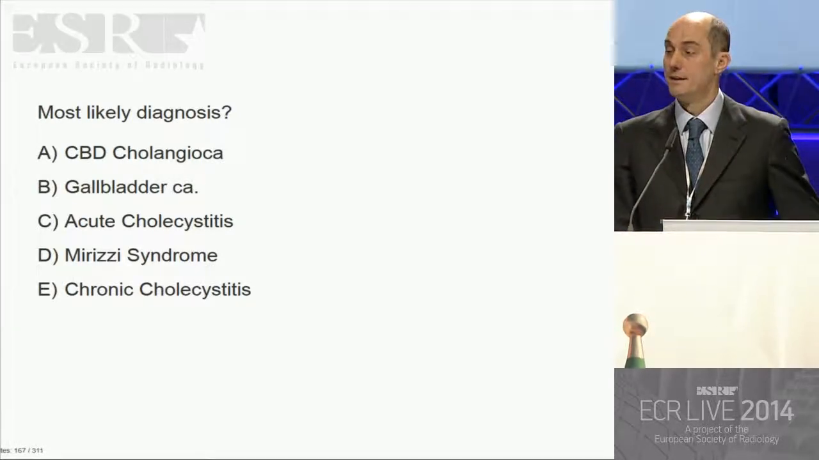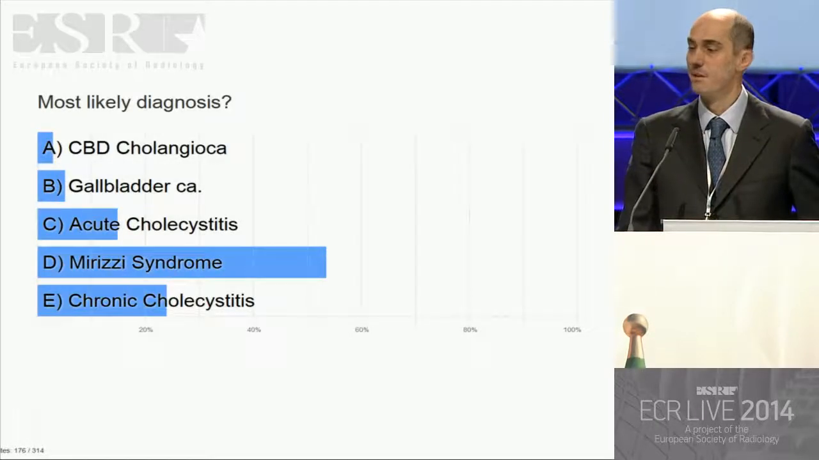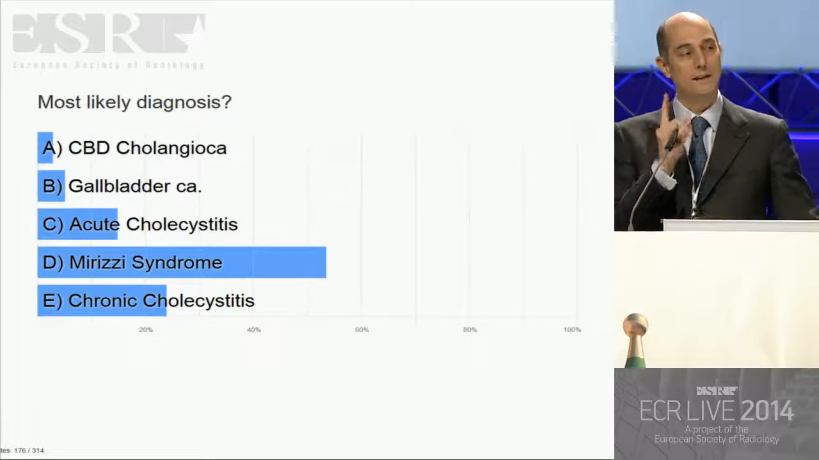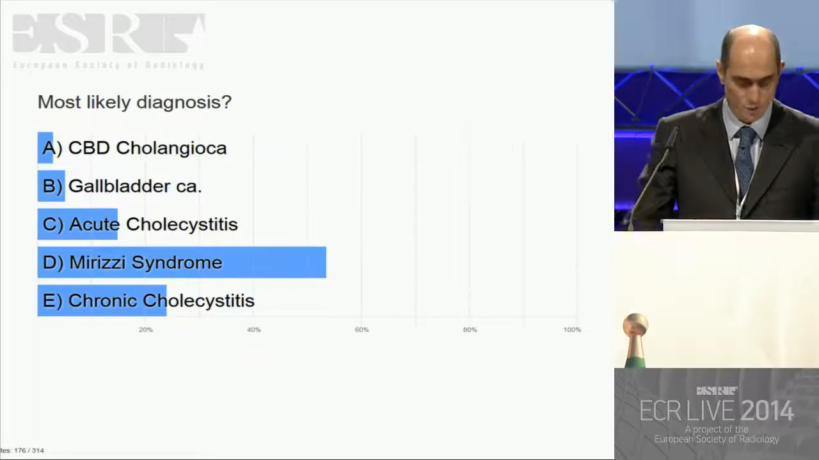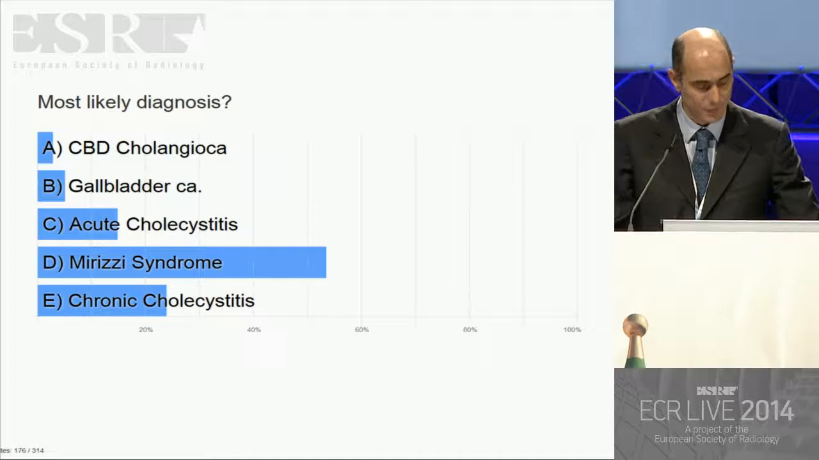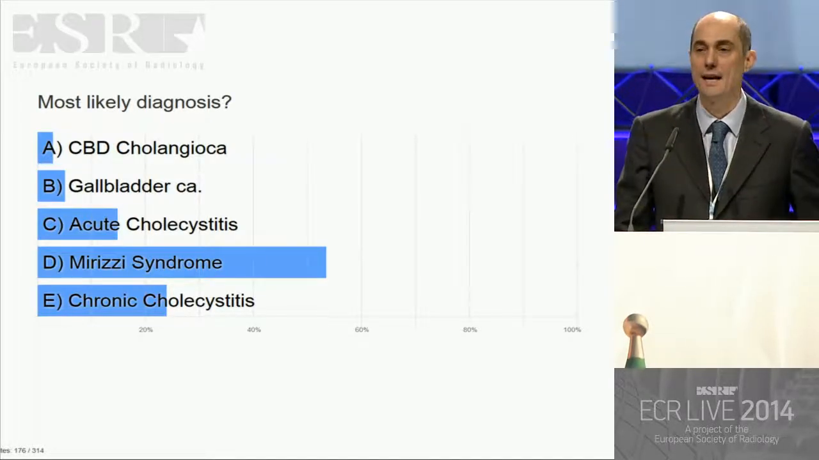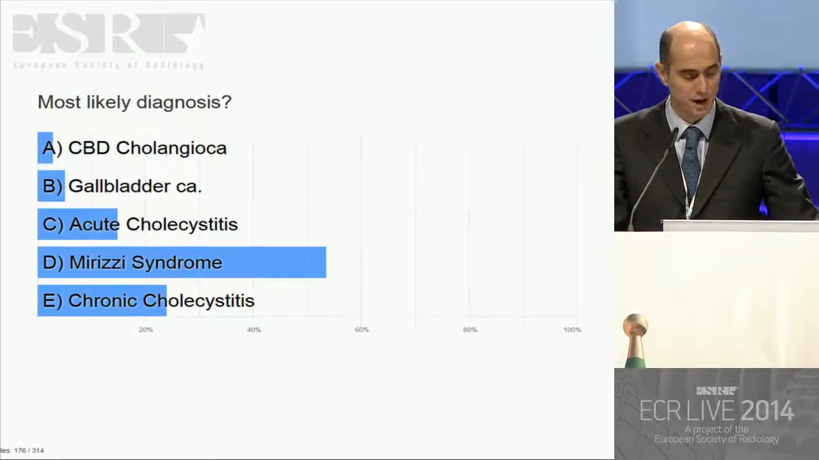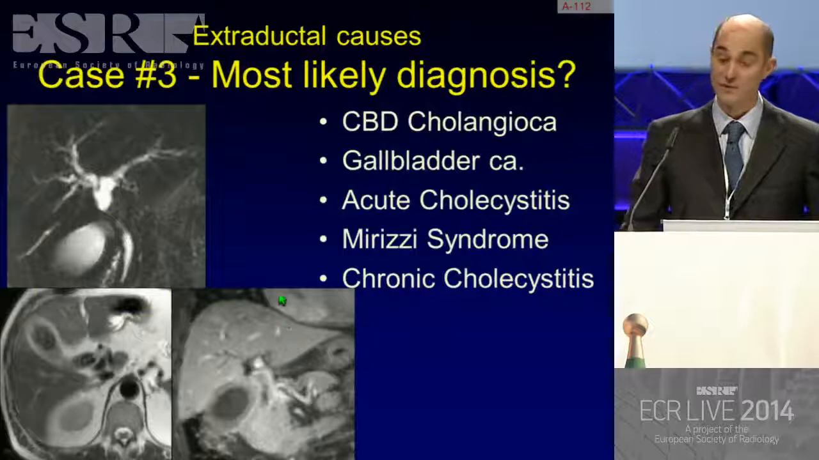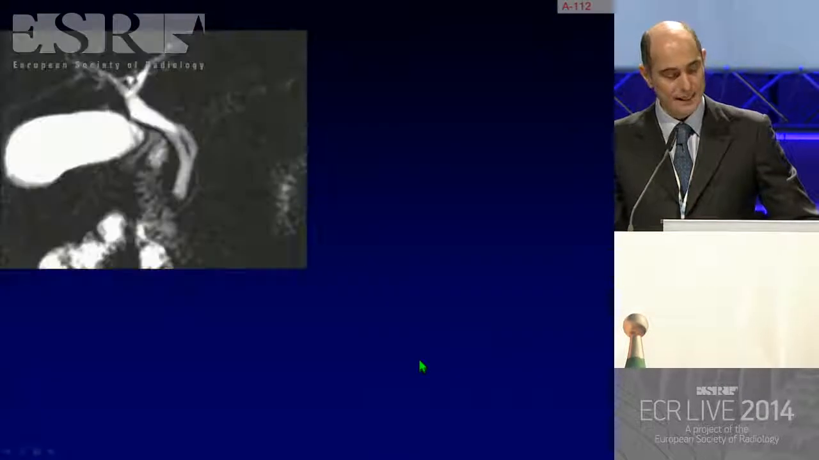And the answer is Mirizzi syndrome. And the answer is correct. Very good, very good. This is what it was, because we do see this stone that is impacted in the gallbladder neck, and this is responsible for fibrosis and stenosis of the common bile duct. So very good. Let's move on, and let's see this other.